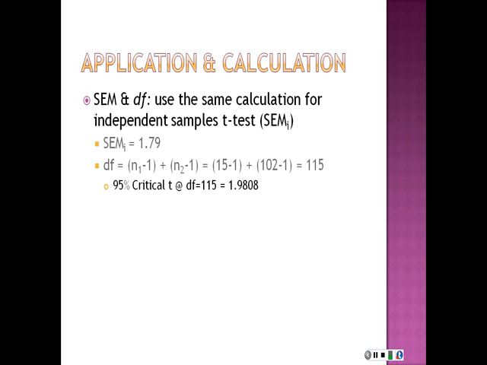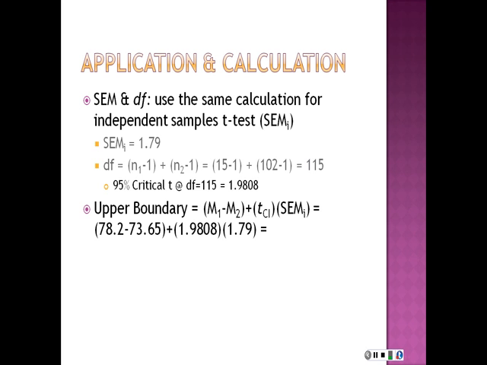Degrees of freedom is the N of the basketball team minus 1 plus the N of the football team minus 1, which gives us 115. And this is where we're going to find our critical T, right? We go to the degrees of freedom column in our appendix B and get the 95% critical T. In this case equals 1.9808.